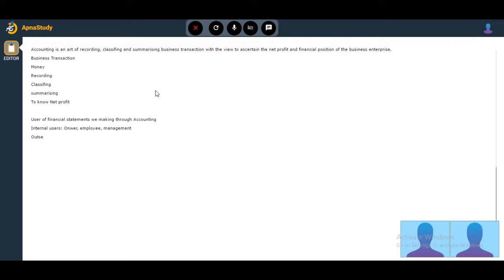Outsiders. Another one is outside users. They are creditors of the company, whom we have to pay money. Bank, from where we have taken loans. Government, where we have to pay taxes. Competitor, who needs to know how much we are earning. Shareholder, or people who have invested in our company.